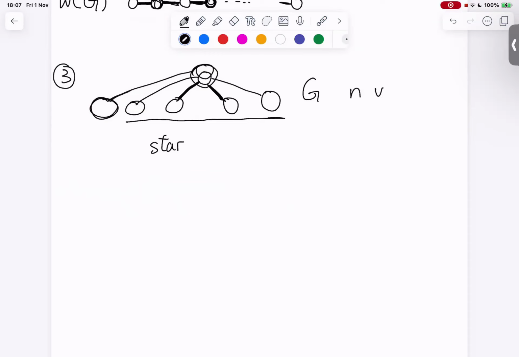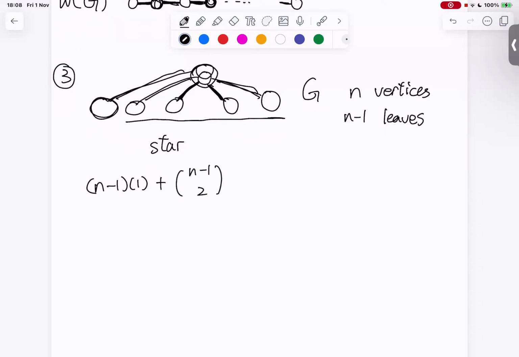Suppose we have n vertices, then we have n minus 1 leaves. And there are n minus 1 edges here. So for n minus 1 edges, we have a distance of 1. And for every leaf vertex, we can choose it by n minus 1, we choose 2. So from this n minus 1 vertices, we choose 2 of them. So it's n minus 1 choose 2. We have this many leaf pairs, and for each of them, it has a distance of 2.